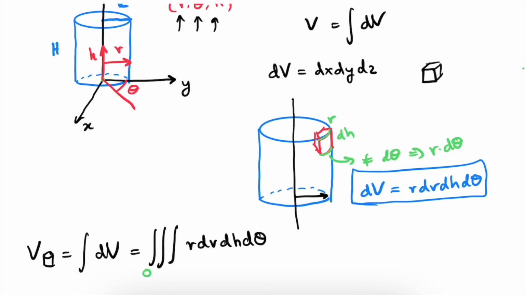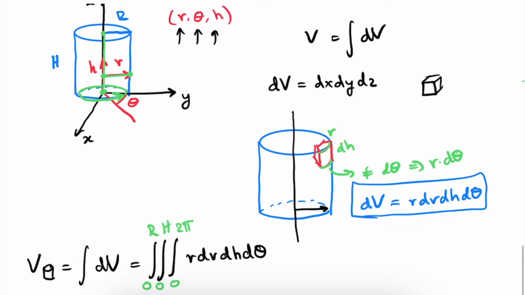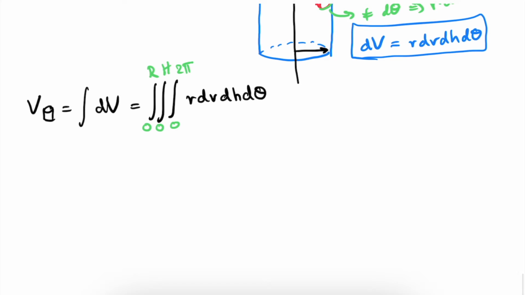For r, we integrate from 0 to capital R, namely from the center of the cylinder all the way to its surface. For h, we also integrate from 0, which is the origin, all the way to the height of the cylinder, so capital H. And for theta, we of course integrate over the entire circle, so from 0 to 2 pi. And these will be the three integrals that we have to calculate.